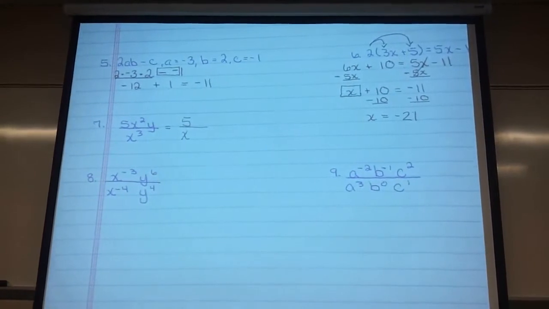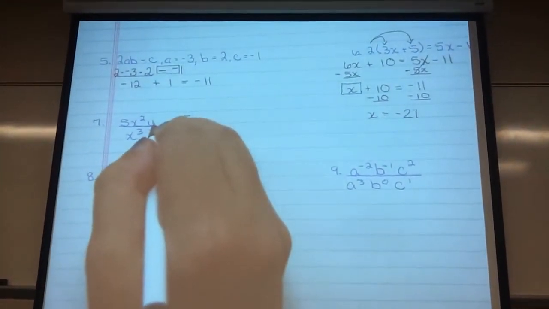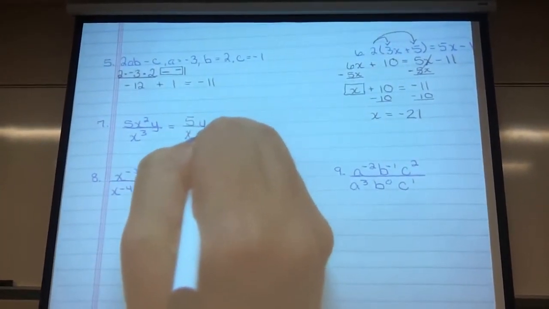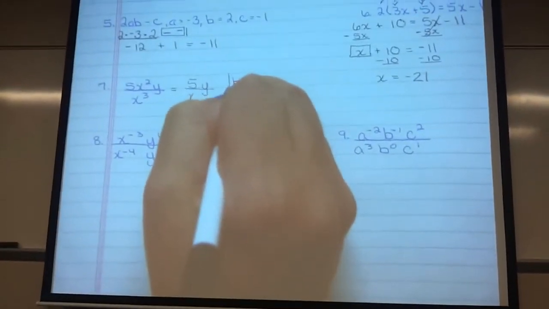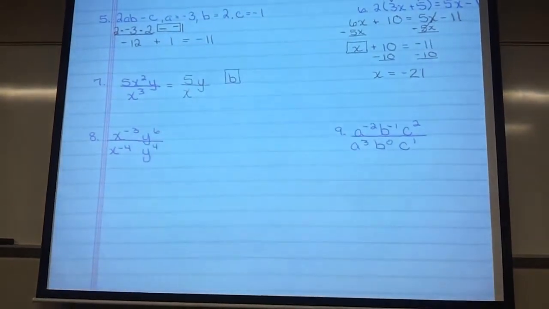And then the only thing else you have is a Y. This is the only place you have it, so it stays on top. So that would be letter B. So the only thing you could simplify were those X's. Everything else just stayed the same.